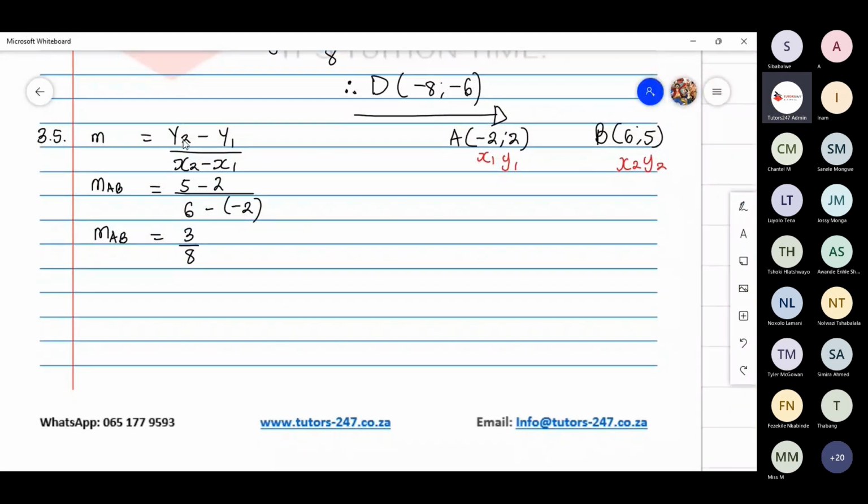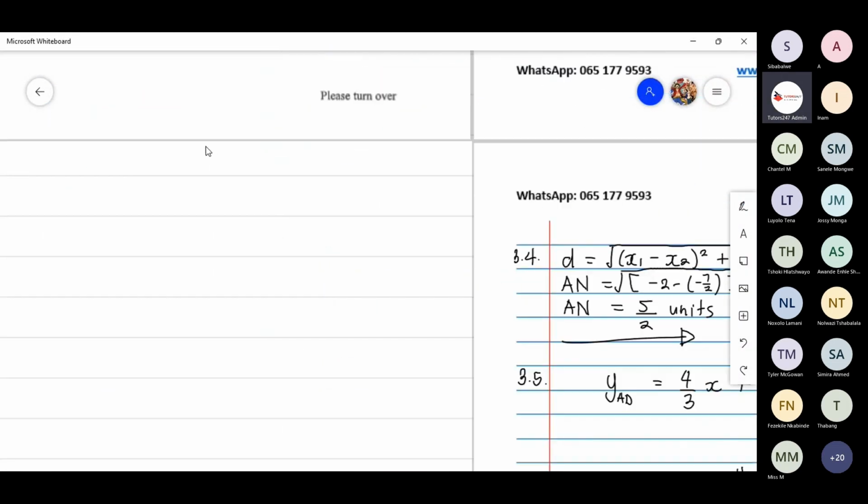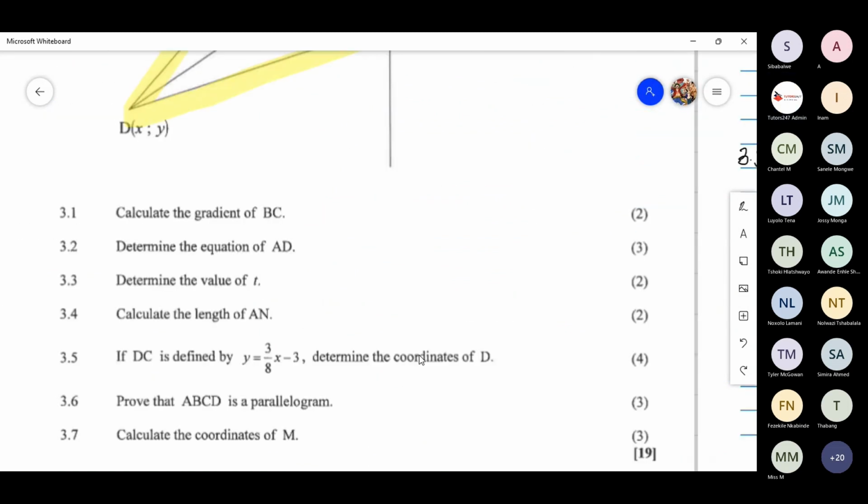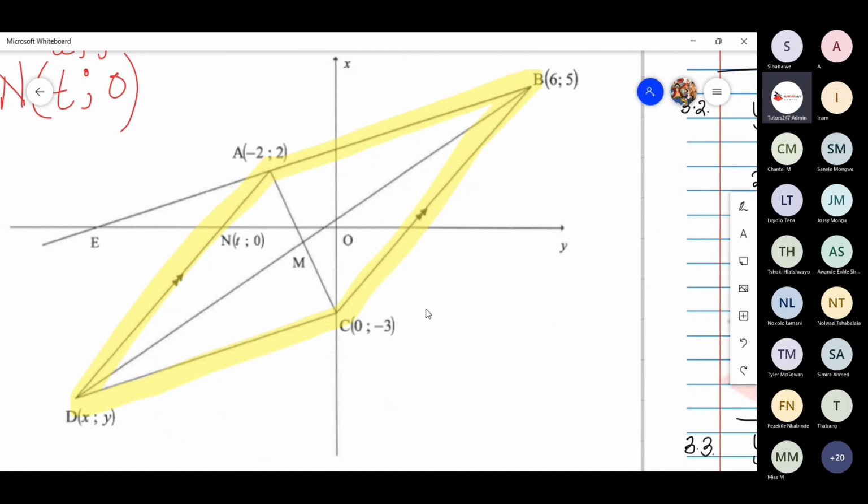Now, let us go and find the gradient of the opposite side. Now, we found AB. We now need to find the gradient of CD. There are two approaches that we can take. The first approach is to use the equation of the line CD, because we were already given the equation. So all we need to do is extract the m value. Alternatively, we can calculate using the formula that we just used to find AB, using their coordinates. For the sake of time, I'm going to use the shorter method.